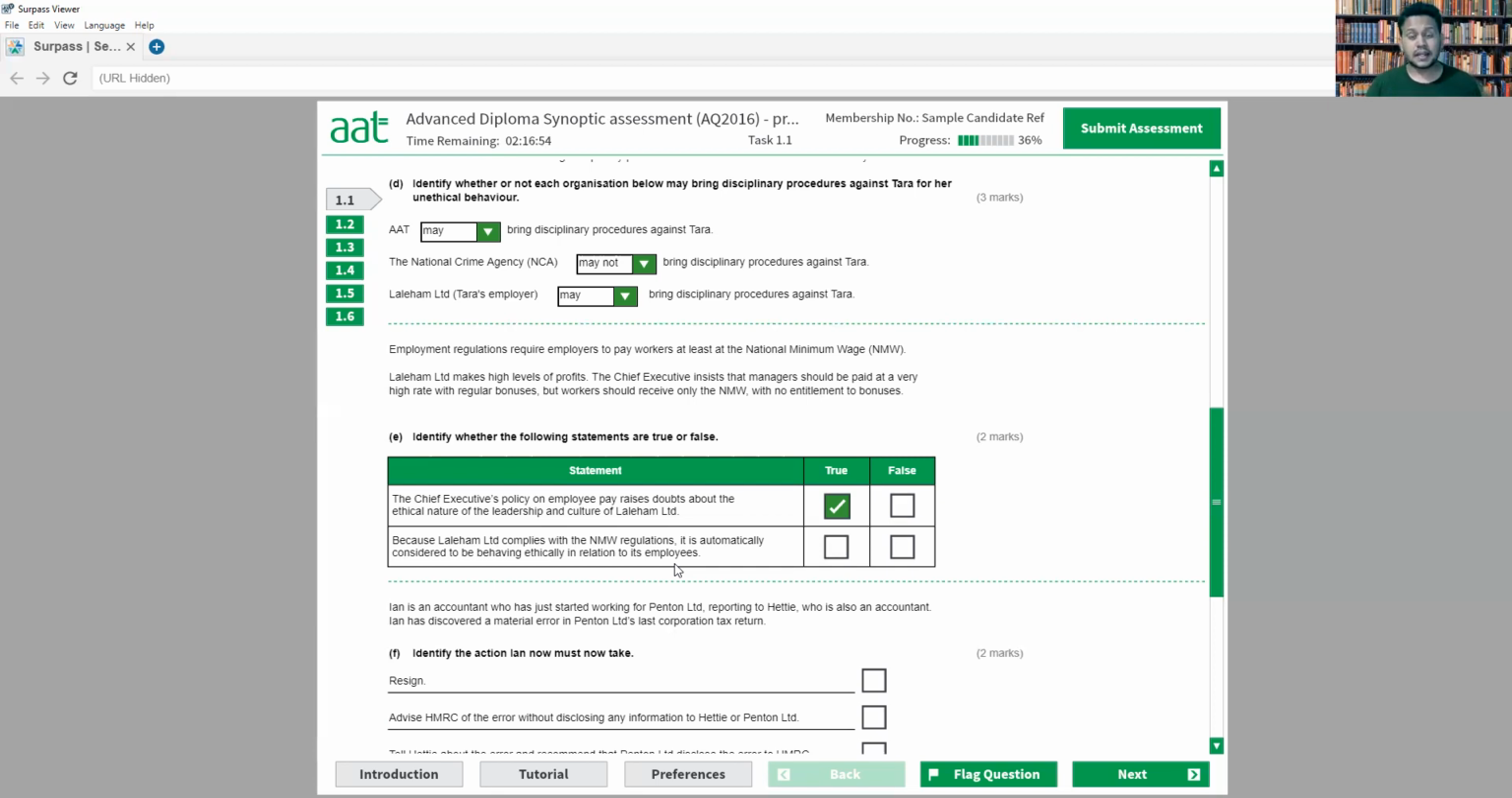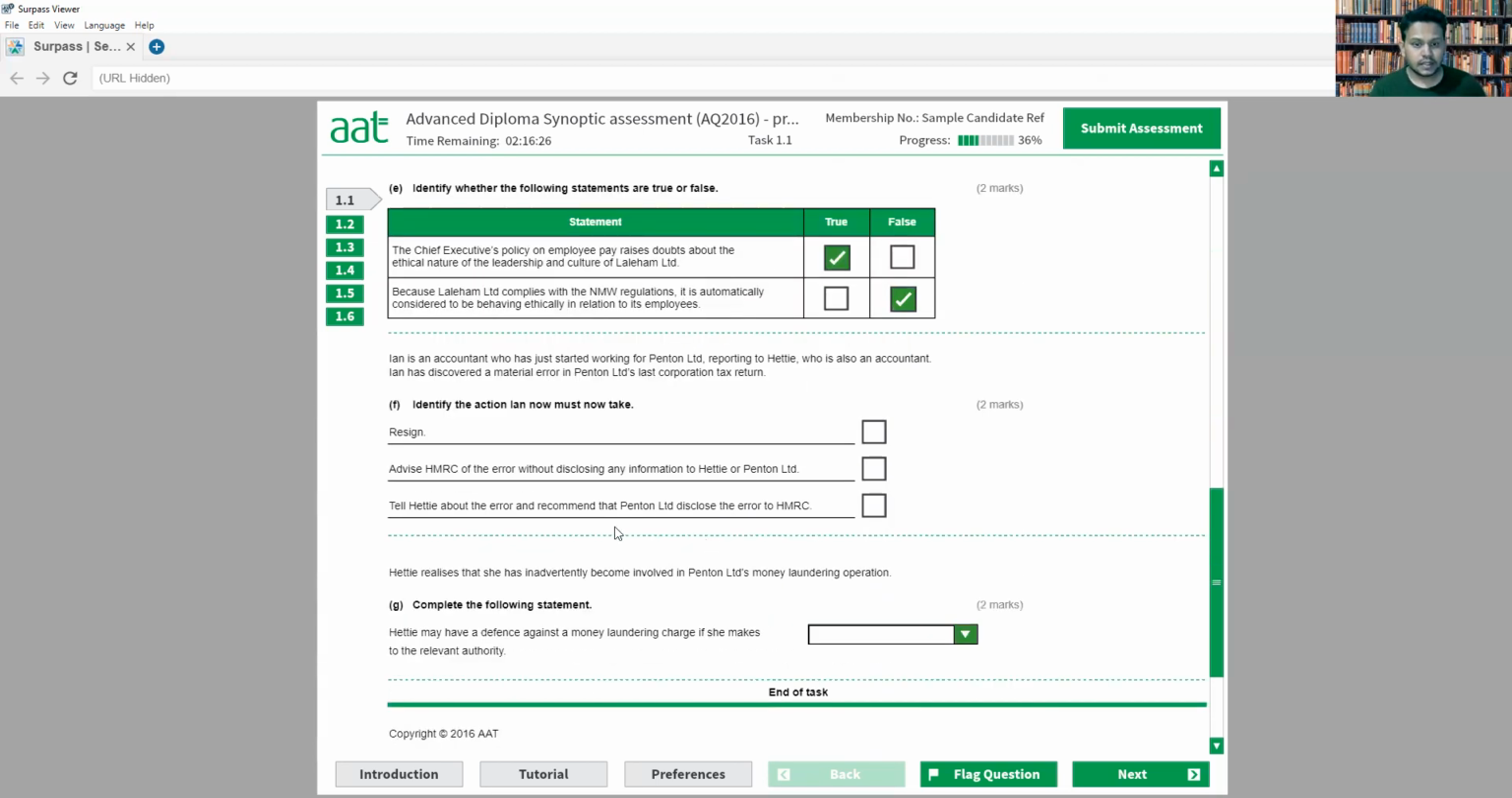That's true, because they are paying the minimum wages. But remember that something being unethical doesn't mean it is illegal. So I'm paying the minimum wages, it doesn't mean the paying environment is ethical. So this is not true, it's false. We will not assume automatically that this company, Leham Limited, is in an ethical environment. We said, no, it's not true, it's false.